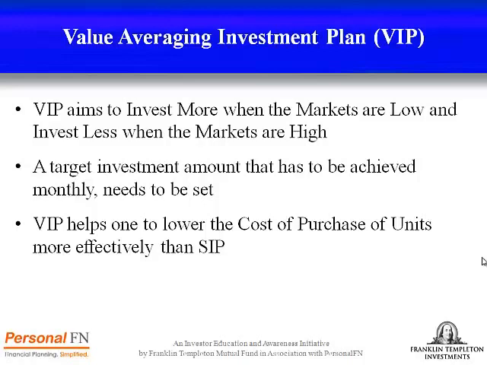Value Averaging Investment Plan is a relatively new method of investing in equity markets through a mutual fund. While in SIP, the monthly investment is a fixed amount, in VIP, the monthly investment varies, which is calculated as per the targeted performance. So based on the market movement, VIP aims to invest more when the markets are low and invest less when the markets are high. Therefore, unlike SIP, the amount invested each month is not fixed but varies with market fluctuations.